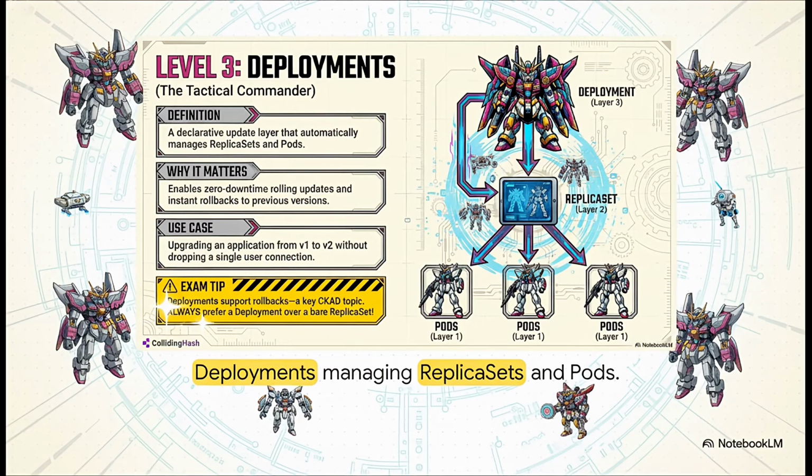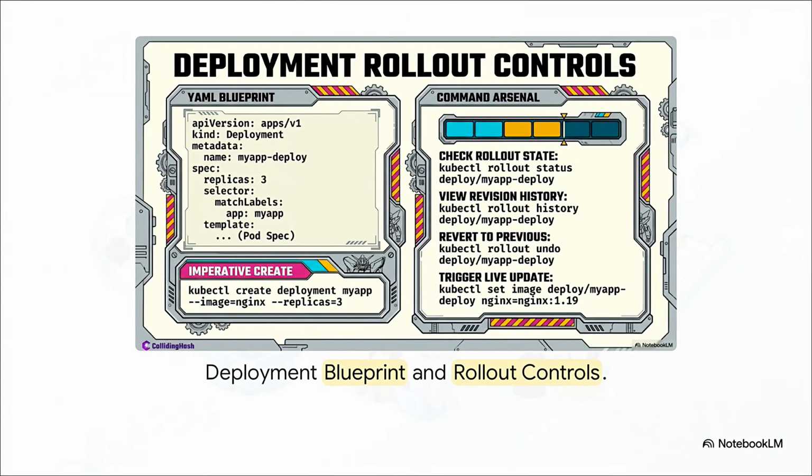Now, why do we need this third layer? Well, because in the real world, you have to update your applications without dropping live user connections. Deployments orchestrate zero downtime rolling updates. They gracefully spin down the old replica set while simultaneously spinning up a new one. And here is a golden exam rule for you. Always prefer a deployment over a bare replica set. Deployments give you the power of instant rollbacks, which, trust me, is a massive CKAD topic. So what does the control console for our tactical commander look like?